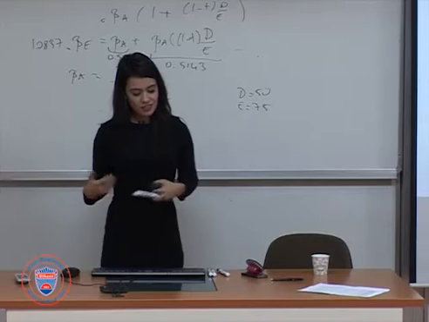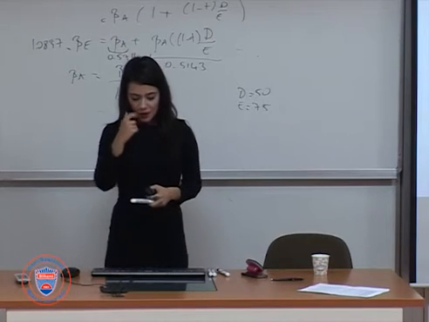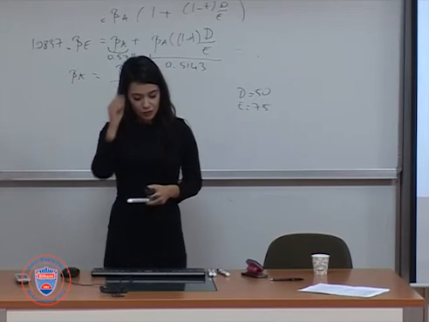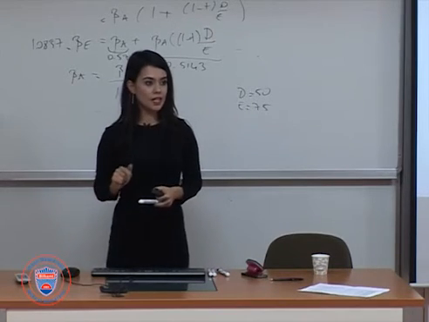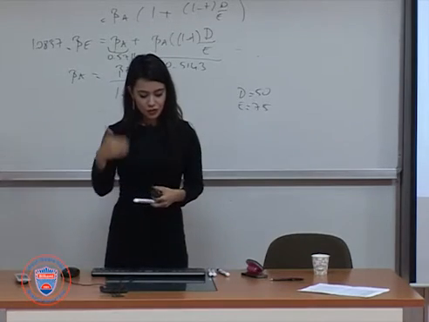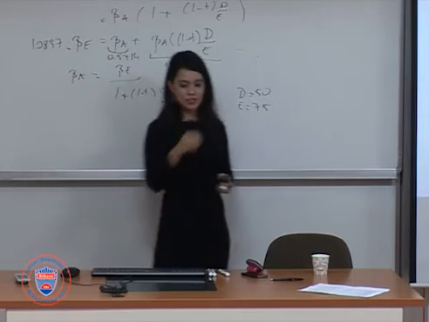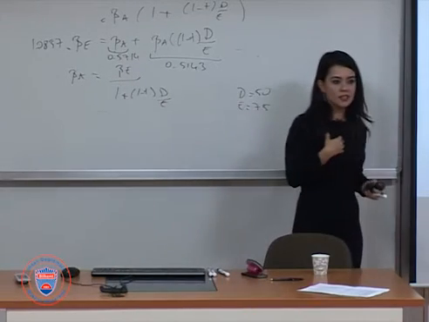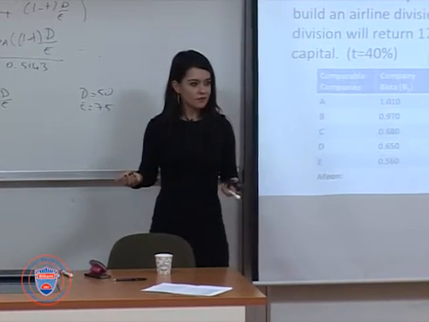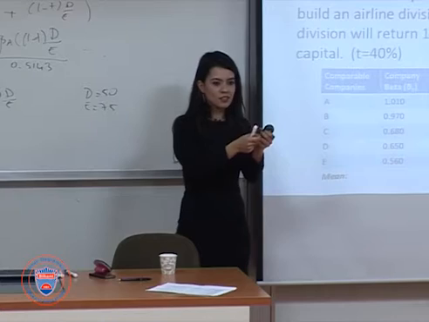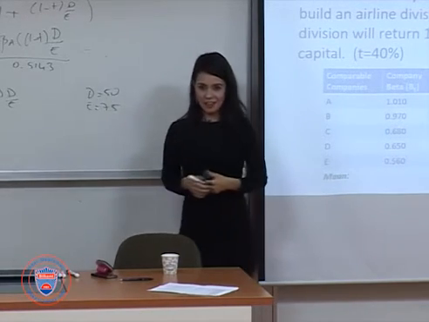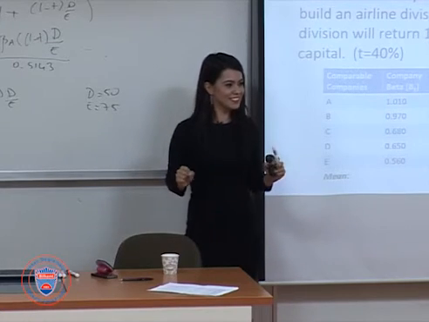Okay, as a CFO of Amtrak, you're deciding whether to build an airline division. You estimate the new division will return 17% on invested capital. So I'm thinking about an airline division, and the return on that airline division will be 17%. The question I ask is whether I should open the airline division. So I'm linking the financing decision to the capital budgeting decision now. Okay, are you ready? Can we start?